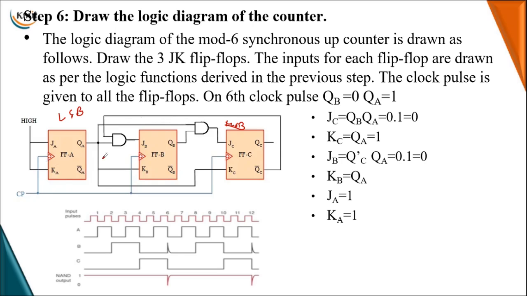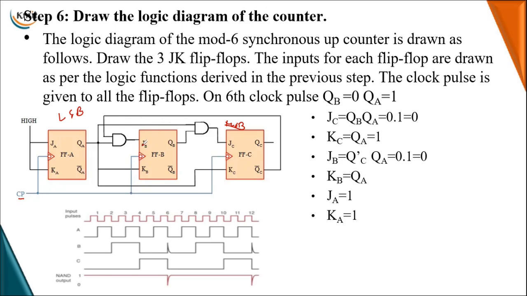A common clock pulse is connected, all are negative edge triggered. So we have connected a common clock pulse to the clock input CP, and a common clear can also be used. Next, JB is equal to QC bar into QA. So from the third flip-flop, the complemented output QC bar is connected as one input of the AND gate, and QA is connected as the other input. The output of the AND gate is connected to the JB input, which gives you the product. So JB is equal to QC bar into QA.